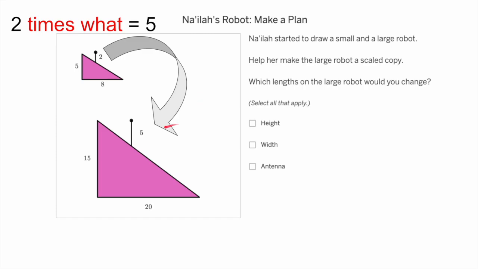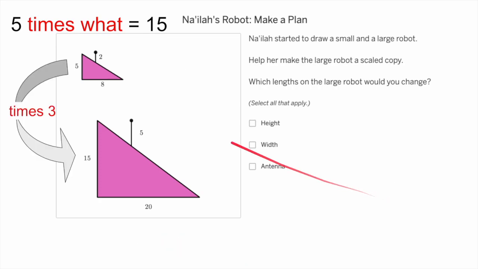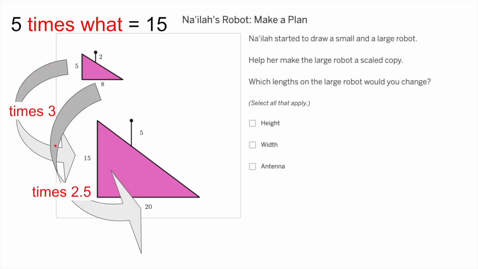2 times what is 5? 5 divided by 2 is 2.5. So 2 times 2.5 is 5. So we can see here that the height is multiplied by 3, but the width and the antenna are multiplied by different factors of 2.5. To make this a scale copy, all of these values must be multiplied by the same factor.